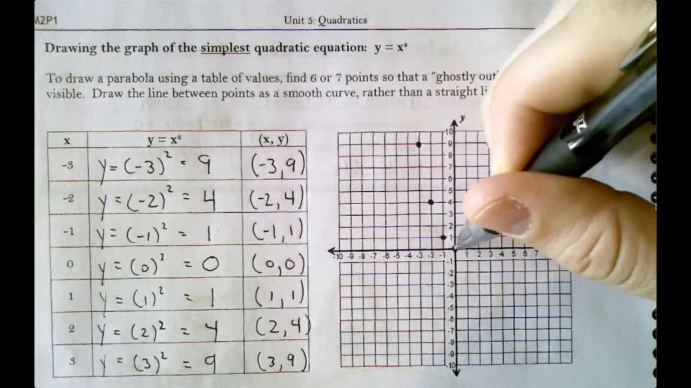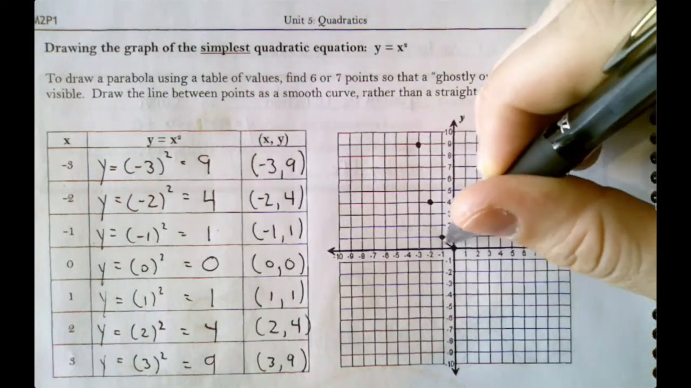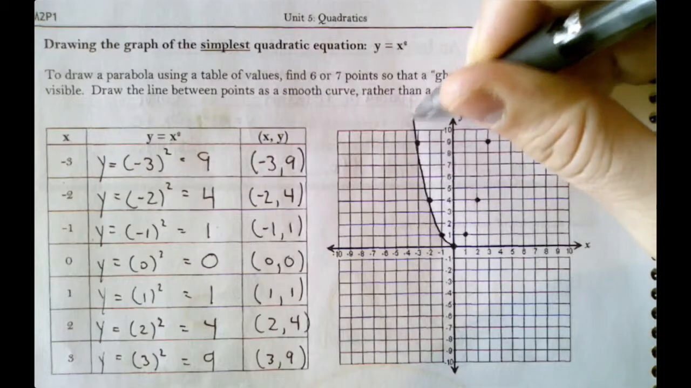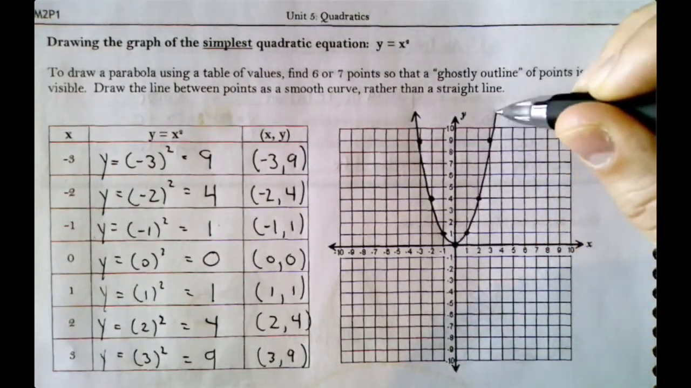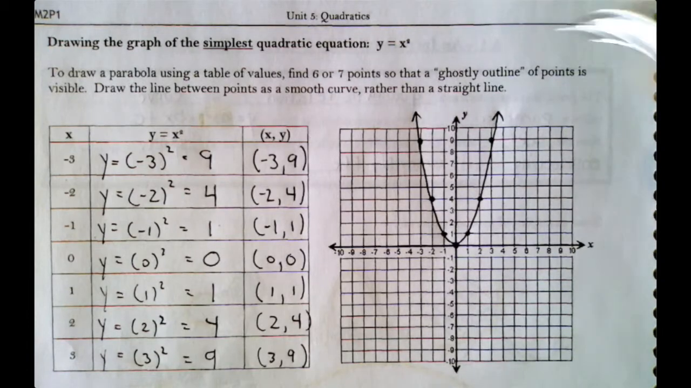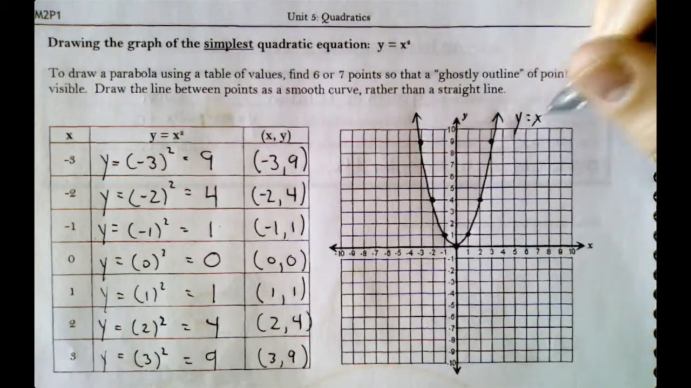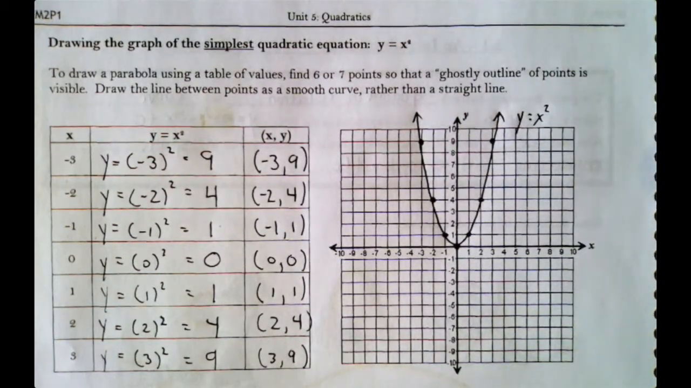I'm going to start by connecting them from this dot at the bottom here. Makes it easy to connect the dots. And I'm going to put arrows to show that this graph would continue. And there we have our first parabola that we've ever graphed, y equals x squared.